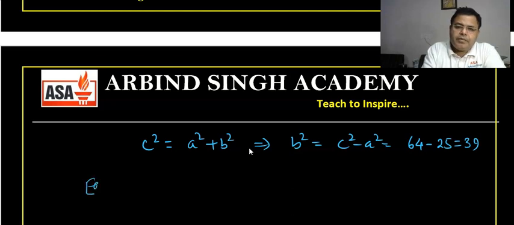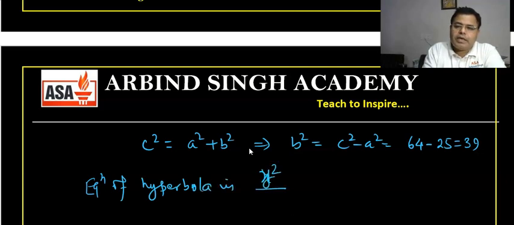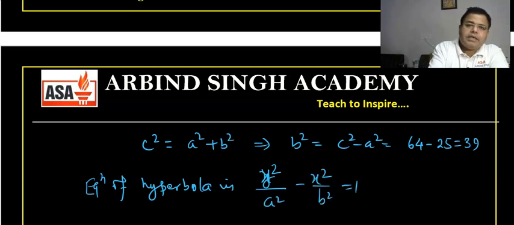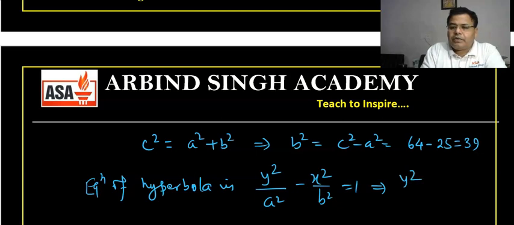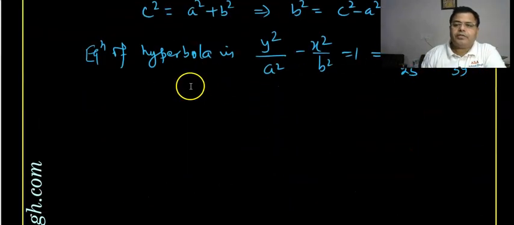Now the equation of hyperbola is y square by a square minus x square by b square is equal to 1. Here we will write y square by a square, where a square is 25, and x square upon b square, where b square is 39, is equal to 1. That will be the answer of this question.